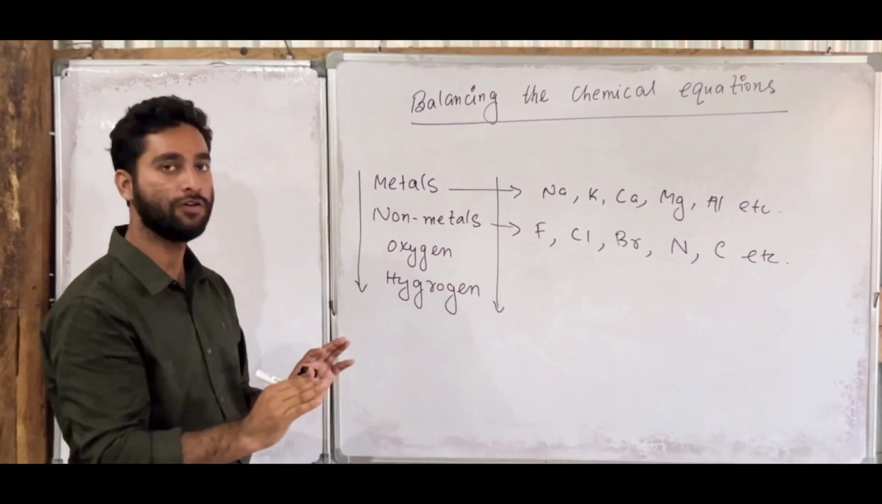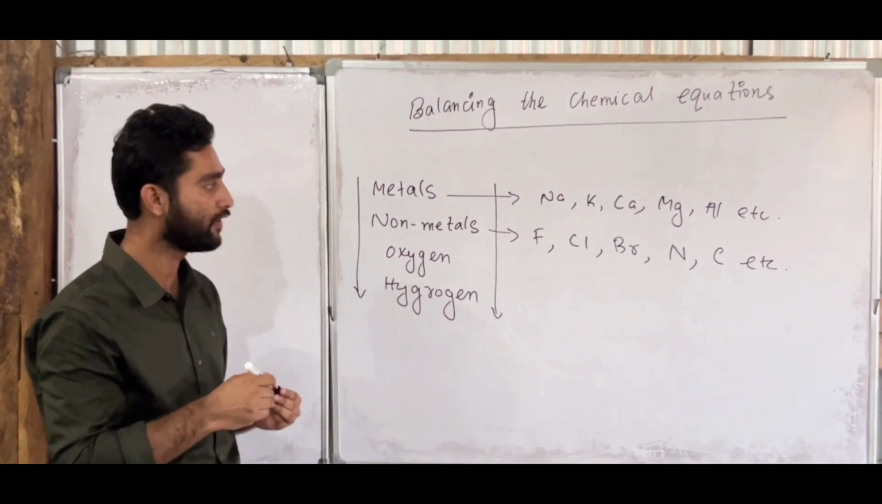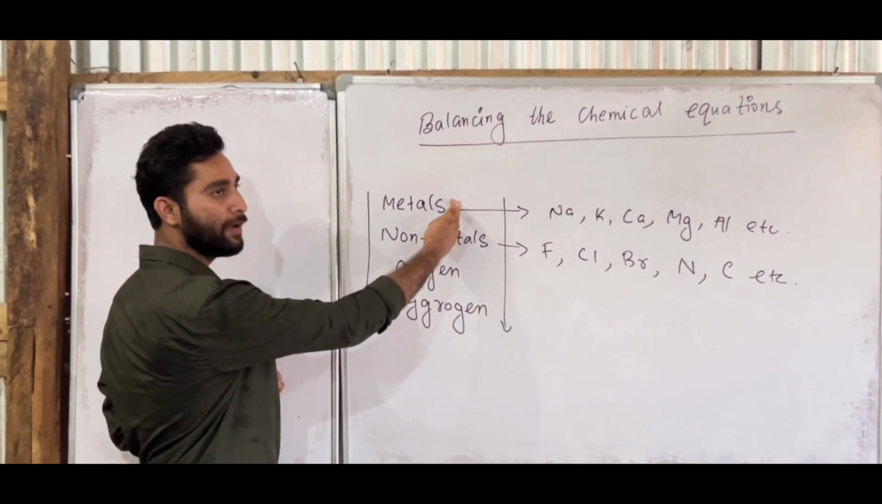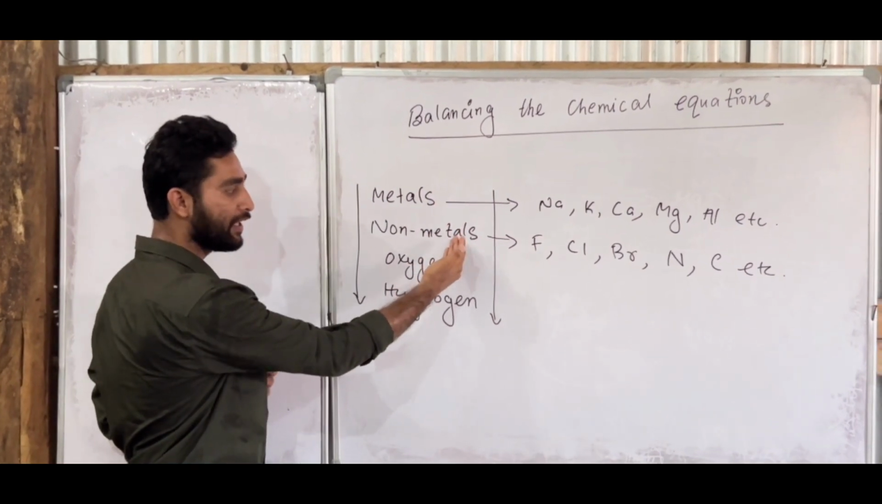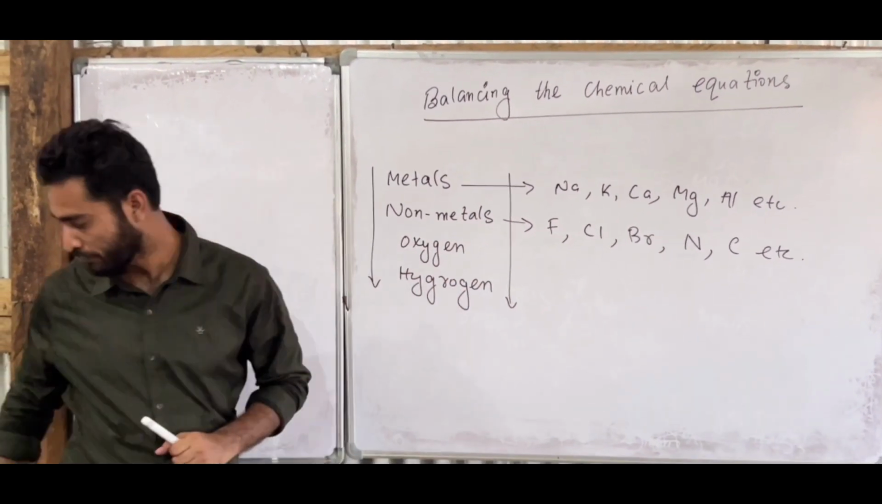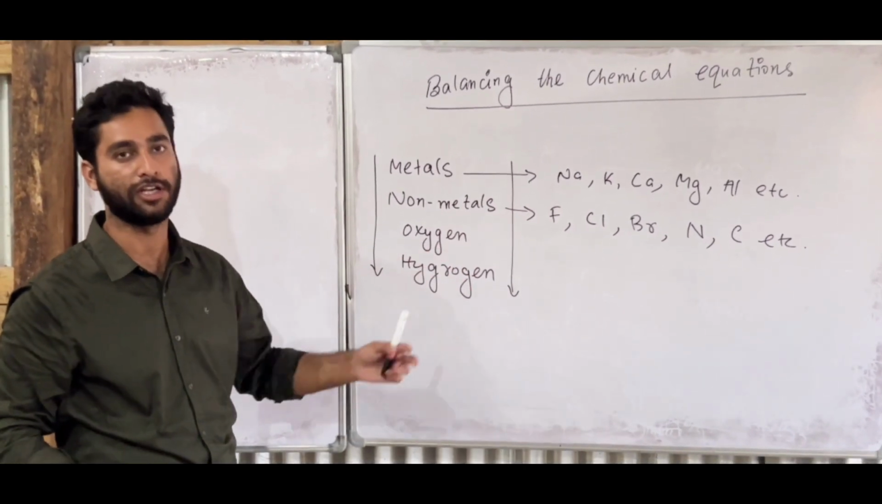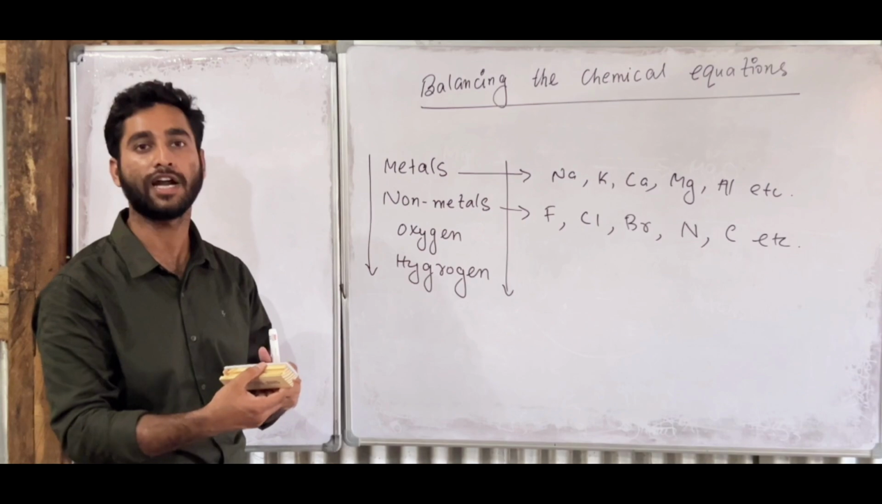Okay. Now with the help of examples, I will show how to balance. So remember, first you have to try to balance the metals, then non-metals, then oxygen, then hydrogen. Hydrogen will be at last. Now with the help of some examples, we will see how to balance the chemical equation without using the hit and trial method.